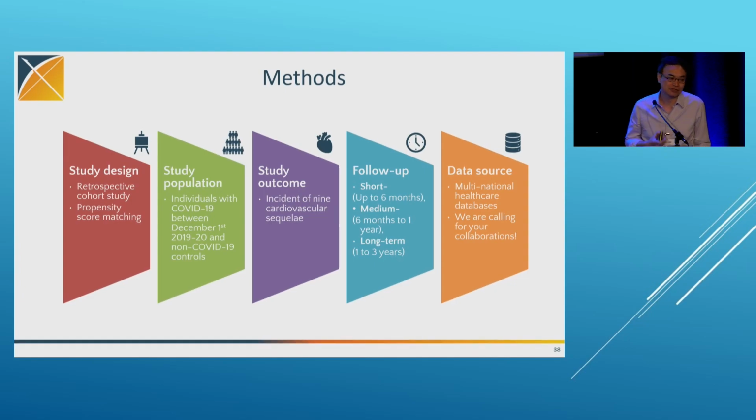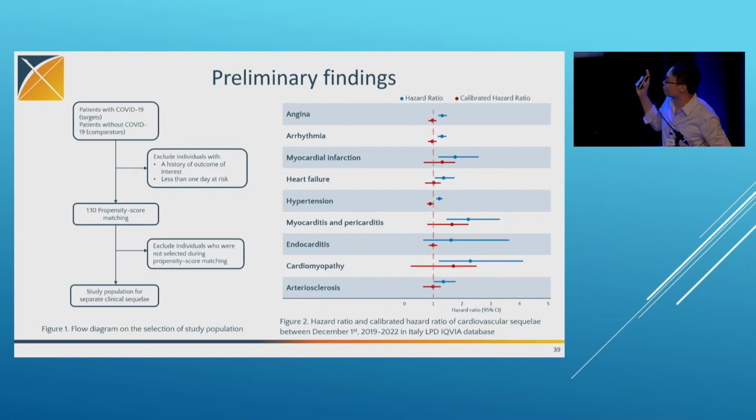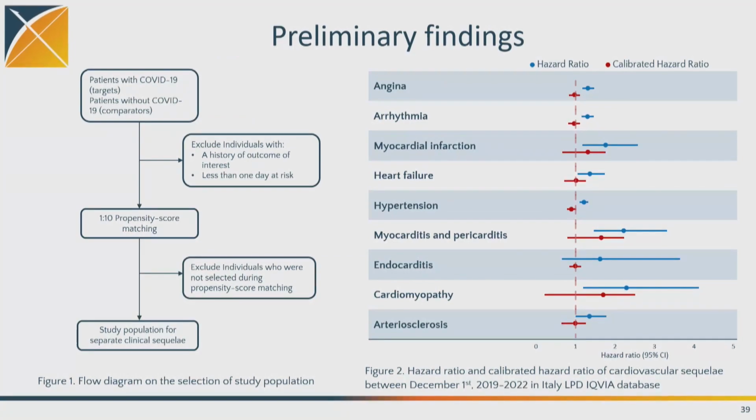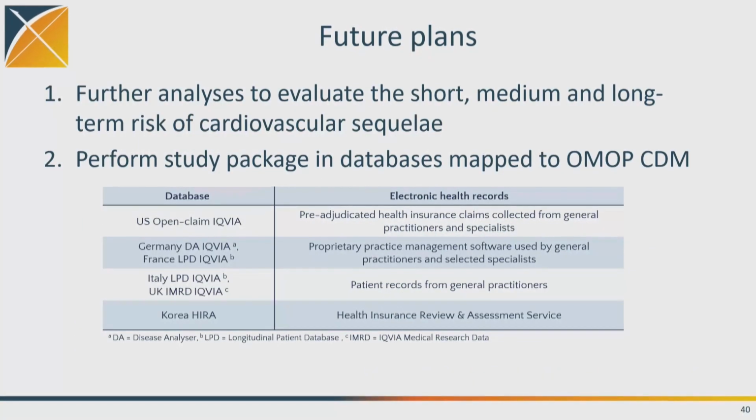The study outcome that we're specifically interested in is the cardiovascular side of it. And then the follow-up: we have short-term, up to 6 months, then the medium-term, 6 months to 1 year, and then the last bit is 1 to 3 years. And of course, you can see that the project is ongoing, so there are some preliminary data here. I think it's quite common that between the raw analysis and the adjusted analysis, you can see the calibrated hazard ratio actually moved towards one. So that's a continuation of looking into having more data that we would like to have.